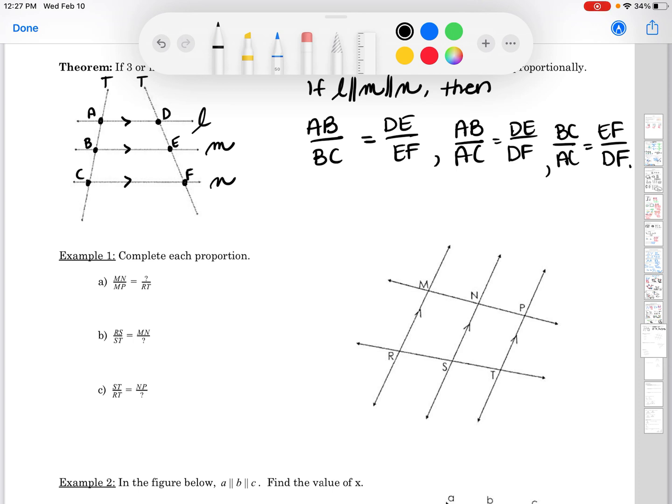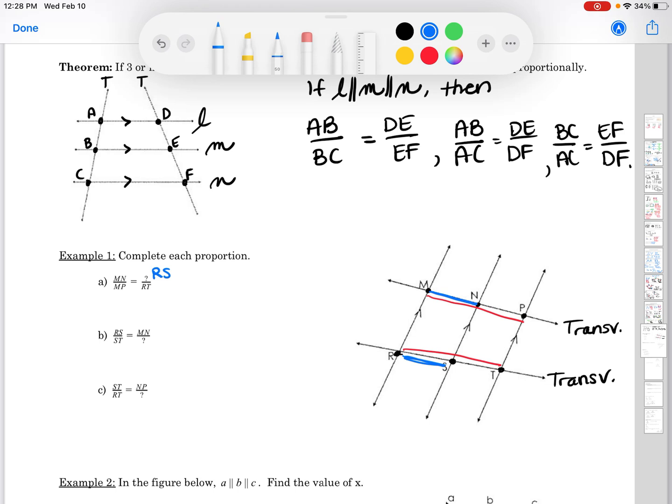So let's take a look. All we've done is kind of turn it on its side. We have these points M, N, P, and R, S, T, and those 3 parallel. These are my transversals. Okay. We want to complete these proportions. So here we have MN over MP, which is the whole thing. And then we want to know what goes on top. RT is on the bottom. So we need the matching portion. That would be RS.